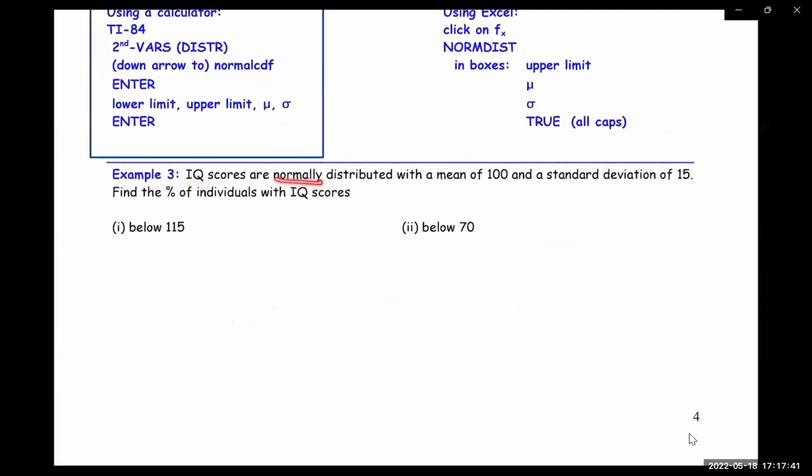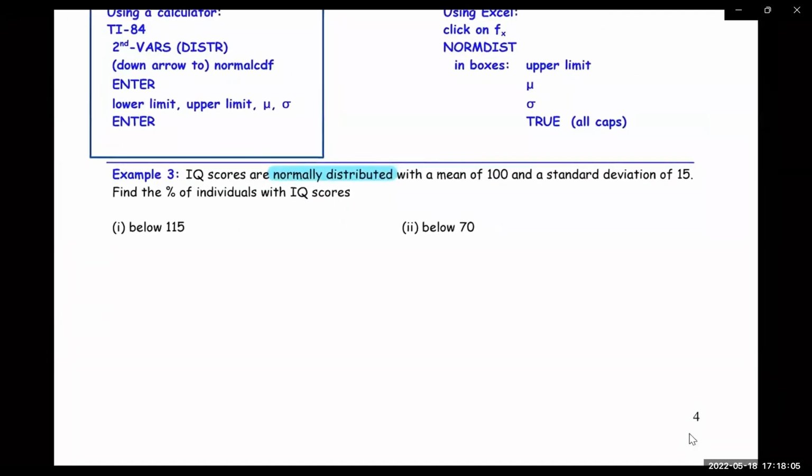IQ scores are normally distributed with a mean of 100 and a standard deviation of 15. Notice it's not standard because standard has a mean of 0. This one is a mean of 100, so it's not a standard normal distribution, it's just a normal distribution. All right, find the percentage of individuals with IQ scores below 115.